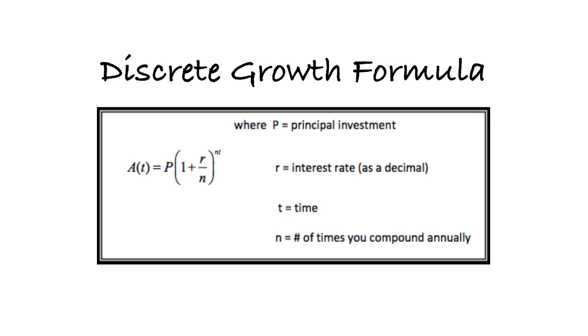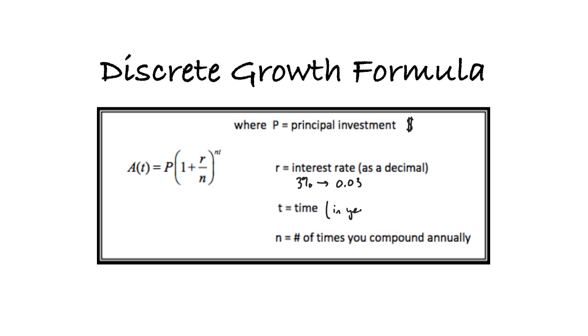That haiku, of course, is referencing the discrete growth formula. If P is a principal investment or an initial amount, if we're thinking the context of money here, then imagine it's in dollars. And R is an interest rate as a decimal. So if you're talking about 3% per year, then that would be described as 0.03 in the formula. And T is time. Typically, this will be in years.